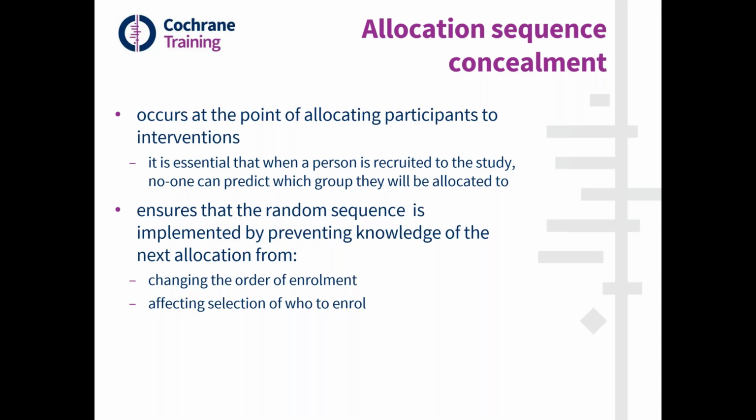Blinding after randomization cannot always occur. For example, it may be impossible to blind participants in trials comparing surgical with non-surgical interventions, but it is possible to conceal the allocation in those trials. So I hope that really is clear, and that you can distinguish between allocation concealment and blinding.